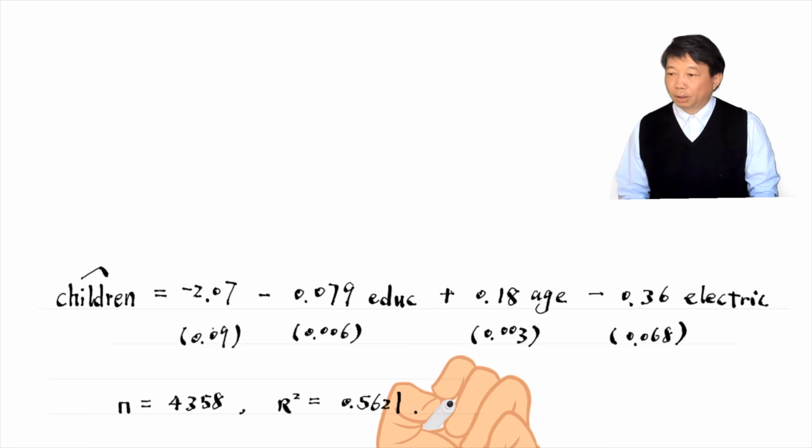The estimate for the dummy variable electricity is minus 0.36. Keep in mind that the dummy variable's coefficient is the difference in the outcome variable across groups defined by the dummy. Suppose we have 2 groups of 100 women at the same educational level and the same age. The 100 women with electricity will have 36 fewer children than the 100 women without electricity.